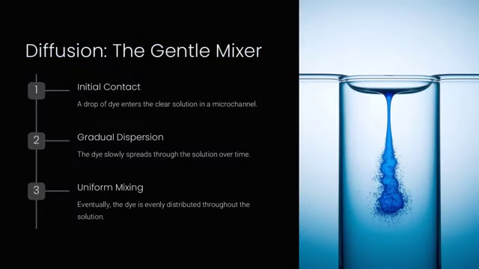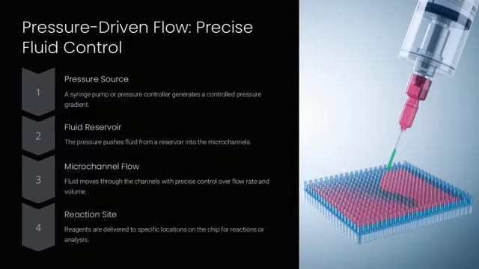Diffusion is the primary mixing mechanism in lab-on-a-chip systems due to the absence of turbulence. For example, a drop of dye slowly disperses into a clear solution in a microchannel, similar to how a drop of ink gradually fades into water, ensuring gentle and uniform mixing over time.